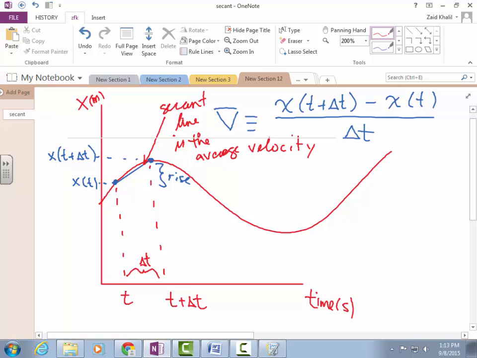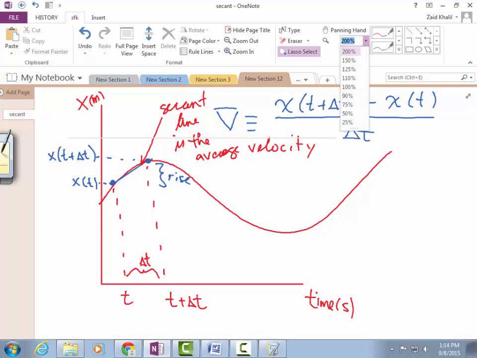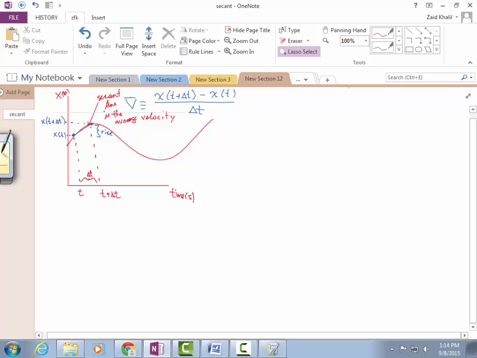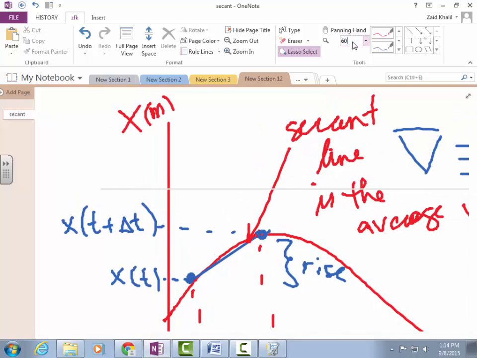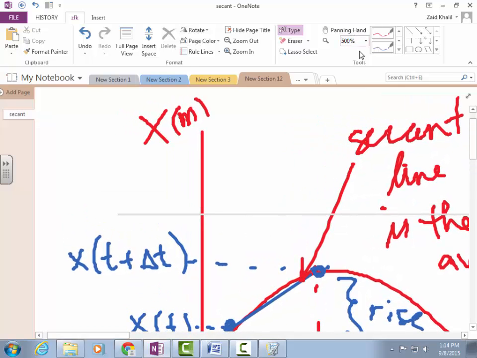If I start shrinking this time interval, what happens to this secant line? Let me actually grab this. What happens to this secant line when I start collapsing it? What ends up happening, let me zoom in. That wasn't what I wanted. Let me see if I can get closer than 200. There we go. Maybe 400. Maybe 600. So there we go.